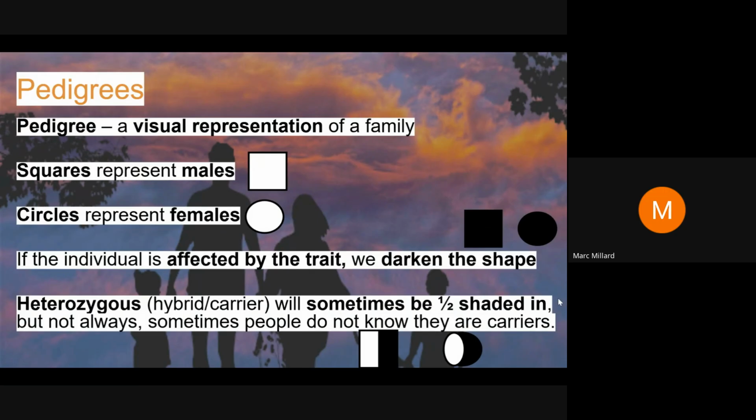Okay. So a pedigree is a visual representation of a family and traits being passed through a family. Squares will always represent males, circles will always represent females. If the individual is affected by the trait that we're tracking, then their square or circle will be darkened in shape. Sometimes heterozygous individuals, which are hybrids or carriers of a trait, will be half shaded, but not always. Some people do that and some people don't in a pedigree, so you have to be careful of that.